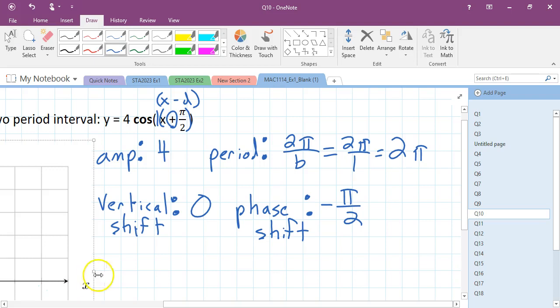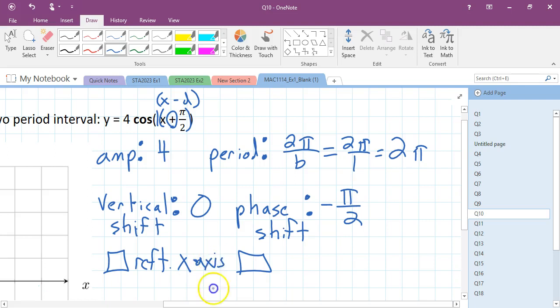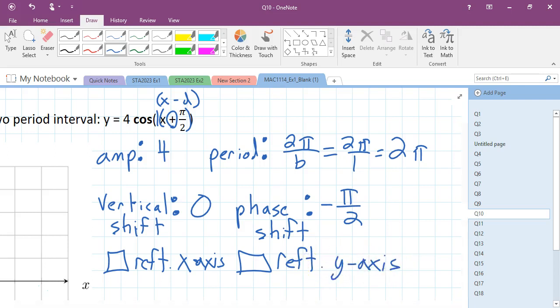And then right below that, there's only 2 other questions. They're little boxes, and you check them or not. And it says reflect x-axis, reflect y-axis. So who controls the reflection over the x-axis? The A does. And only if the A is what? Negative. Is my A up here negative? No. The 4 is positive. So there's no reflection over the x-axis. So do not check the box.